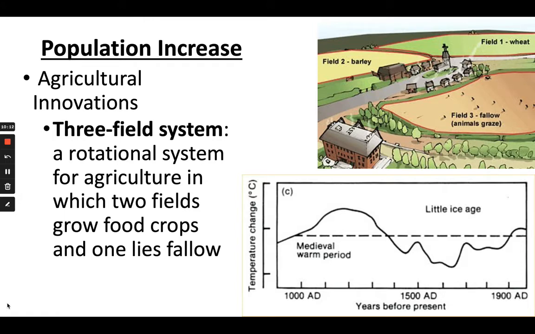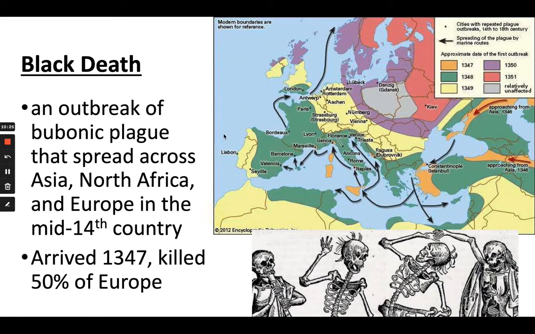Some peasants will gain some financial freedom with these agricultural advances and will move to the cities. They'll be able to buy their way out of their serfdom and move to the cities. But of course, all this will change with the Black Death. So, when the temperatures drop in the 14th century, we will see the growth of plagues. Why?